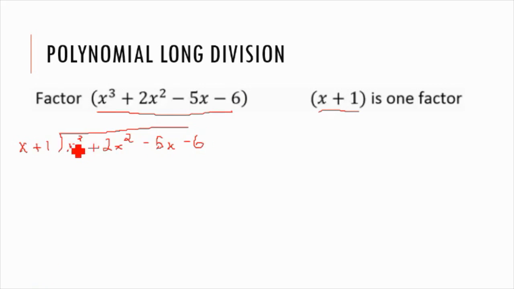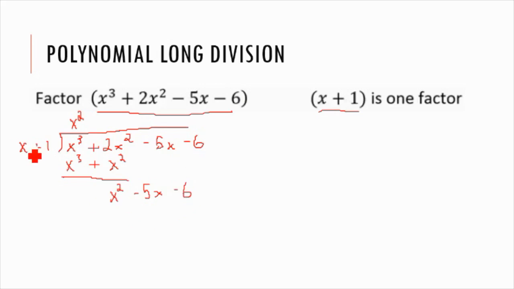So if I start to divide now, what times x will give me x cubed? Well, x squared. X squared times x is x cubed. X squared times 1 is x squared. If I subtract that through, I'm going to get 0 plus 2x squared minus 1x squared is 1x squared. And then I'm going to bring down the rest of the equation. Really, I'm just adding or subtracting 0 from both of those, so that's why I can just bring them down.